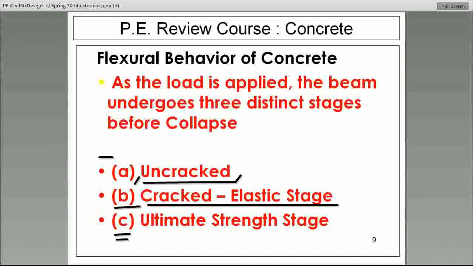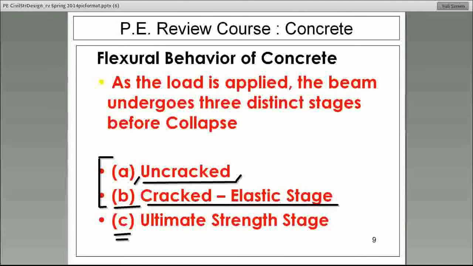Guys, for the purposes of this presentation today and what you need to worry about on the test, especially in the morning, we only need to consider the first two stages, and that is what we will be talking about today. So the uncracked stage and the cracked elastic stage. Each one is governed by certain equations, and we will go over that. By the way, the uncracked stage could last anywhere from a few weeks to a few months, depending on the concrete mixture and the loading and the structure itself. And then the second stage, the cracked elastic stage, can last for many, many years.